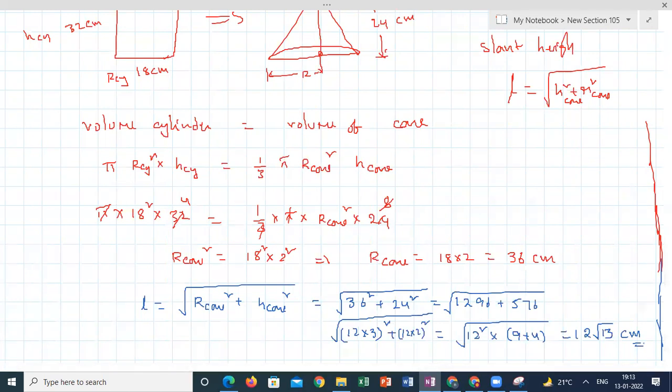Or you can keep it in this standard format, or if you are unable to get it, root of 1872. Both are correct answers. 1872 is 144 into 13. Anything is fine.